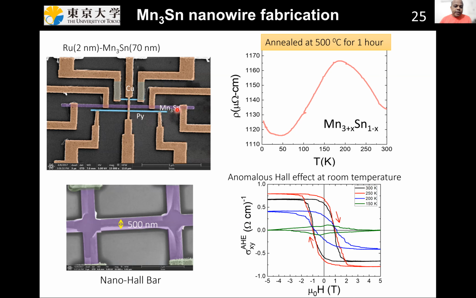So the way I did this was to deposit manganese 13 at room temperature and anneal up to 500 degrees centigrade for 1 hour, and we could fabricate reasonable quality manganese 13. To confirm the quality of the nanowire, we also made a small nano Hall bar just next to this device. We measured the anomalous Hall effect in this nano Hall bar, and we saw that it shows anomalous Hall effect at room temperature, and the anomalous Hall effect disappears below 150 Kelvin, which is exactly what happens in a bulk sample also.